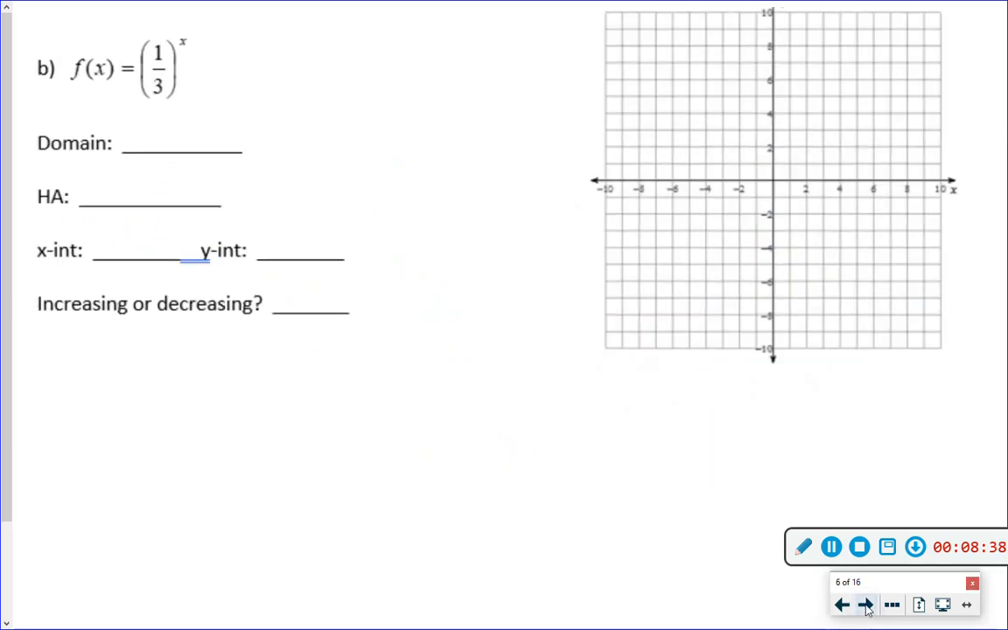Okay, so this time I did the reciprocal, I flipped it. Notice instead of 3 to the x, I flipped it on purpose to 1/3 to the x. So let's see how that affects the graph. Same thing, I'm going to use a t-chart. I'm going to pick some nice easy numbers, see what I can fit on there. Anything to the 0 power is 1.